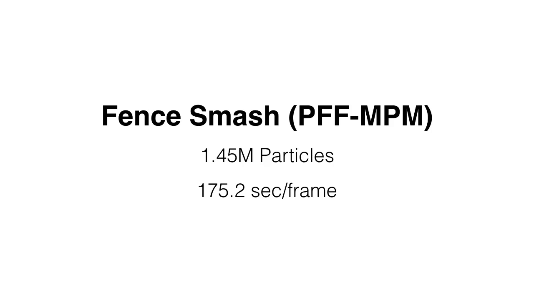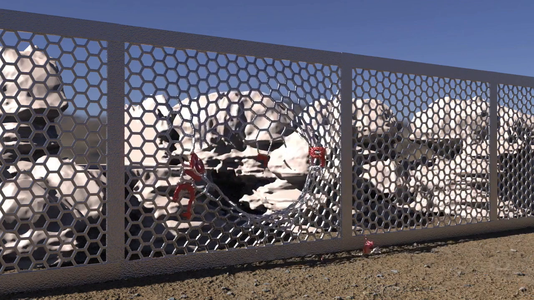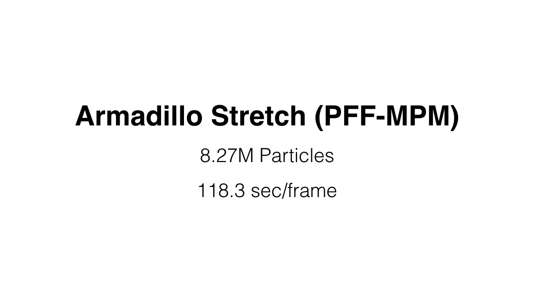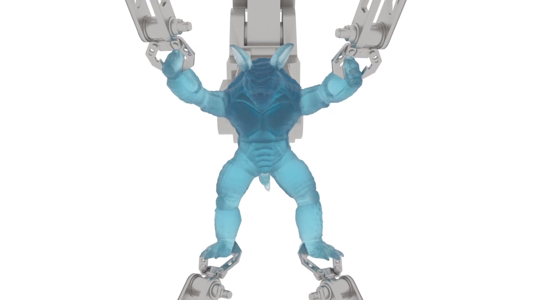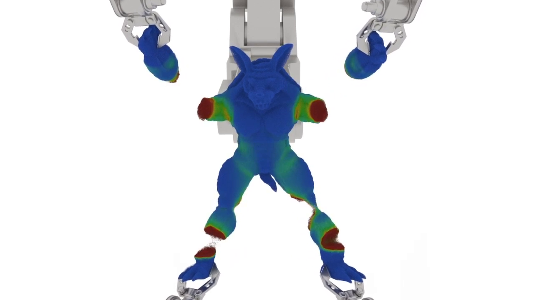A combination of von Mises plasticity and PFF-MPM phase field damage allows this car smash to produce ductile fractures with intricate shapes. Here, we tear apart a soft armadillo. And this time, we visualize the phase field.